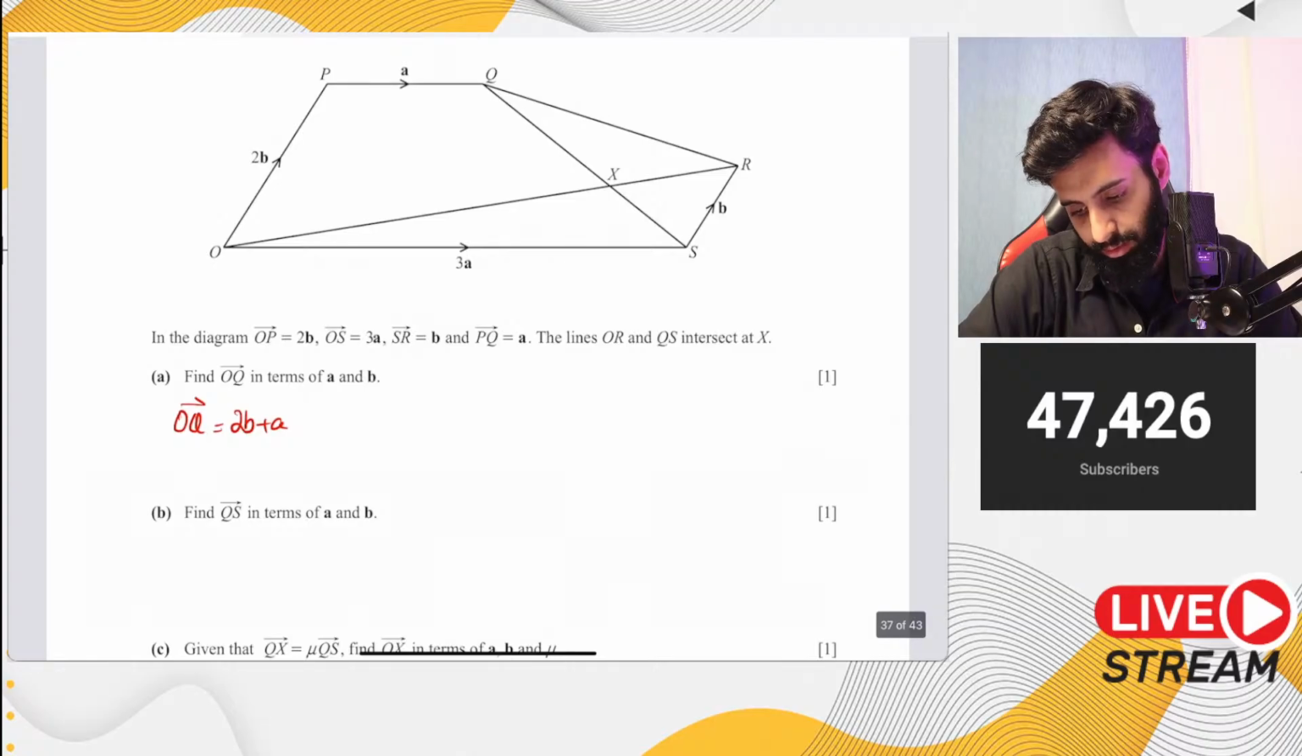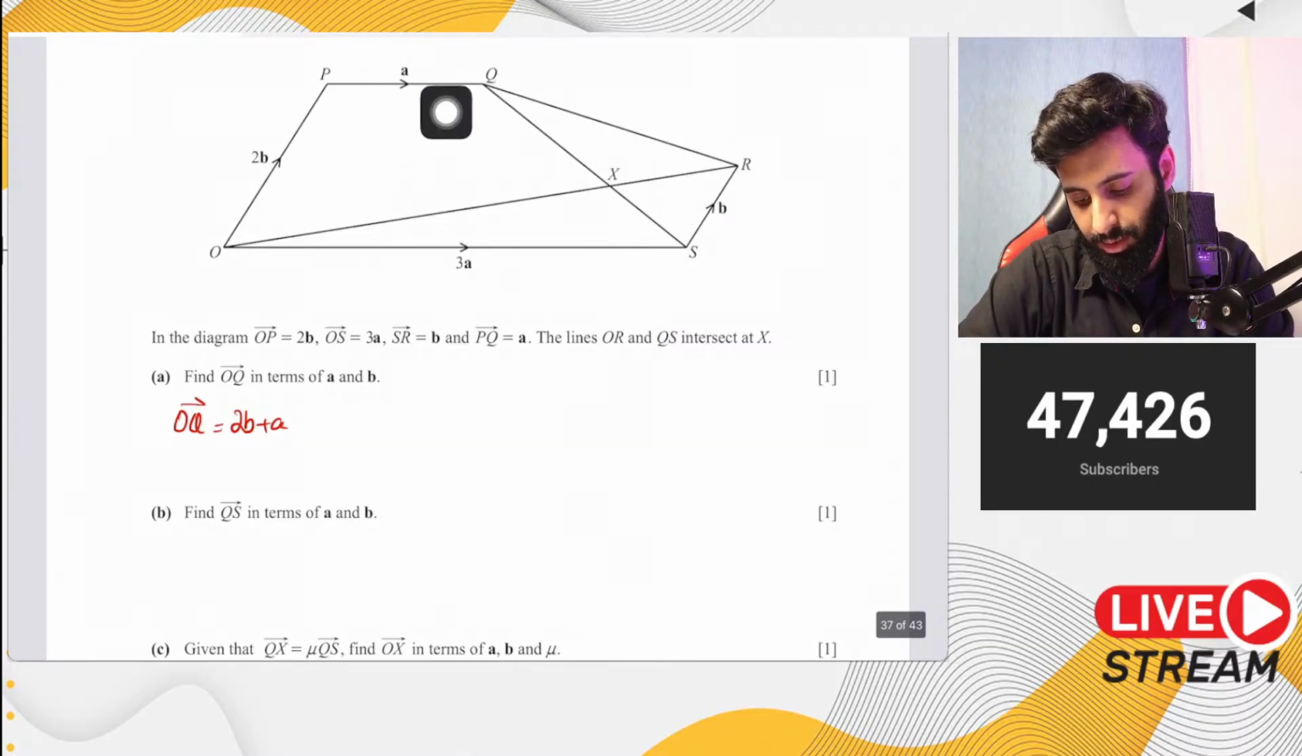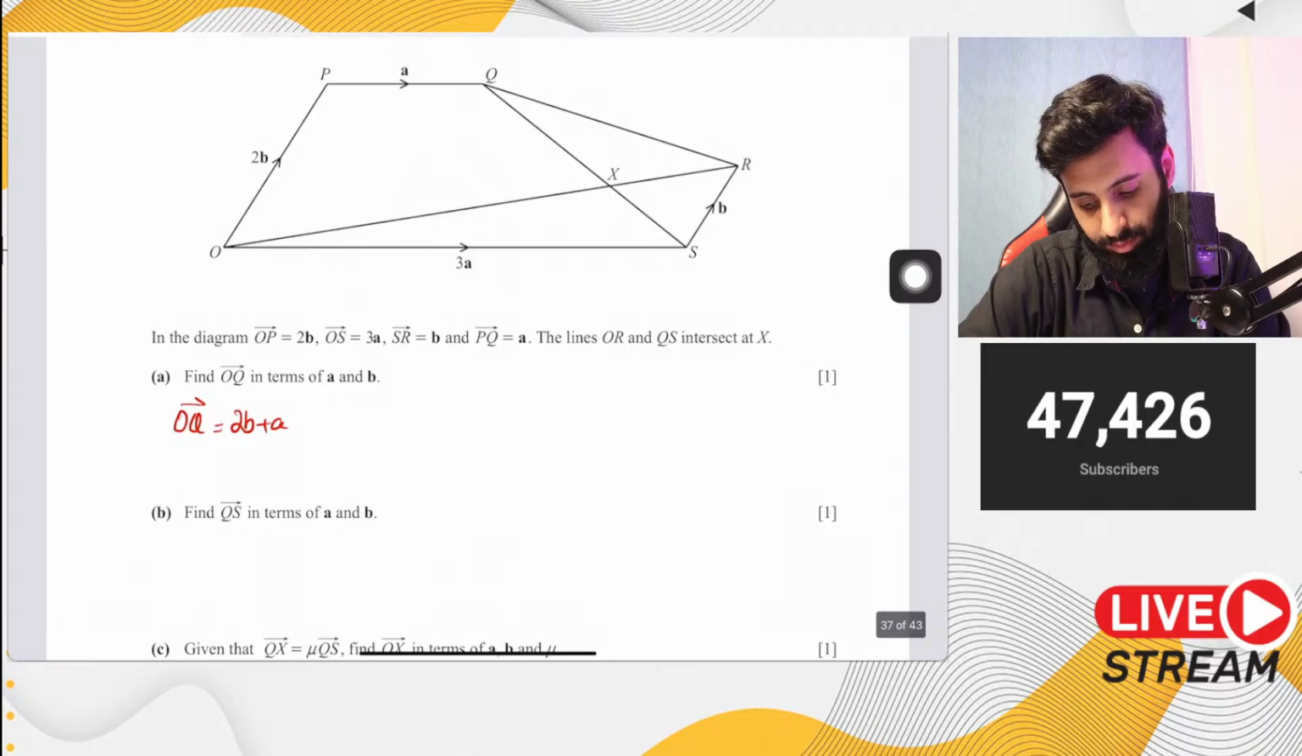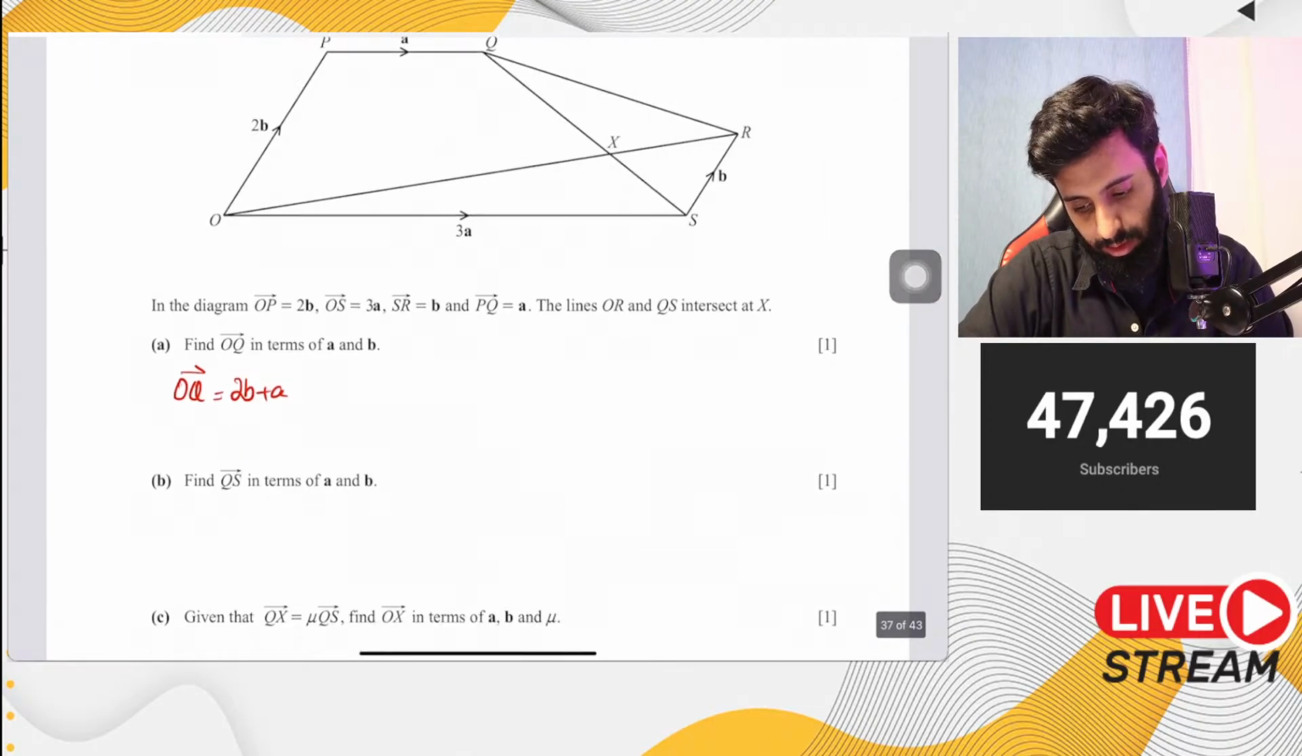Okay, so how can I find out QS? For QS, I can go from Q to R and R to S, but the problem is I don't know what QR is. So we'll have to think of something else. We can go from Q to P and then from P to O and then from O to S. Yeah, okay. So that's what I'm going to do.